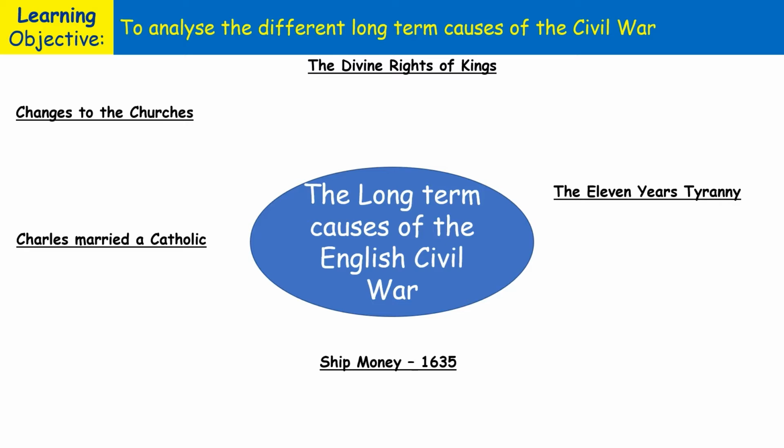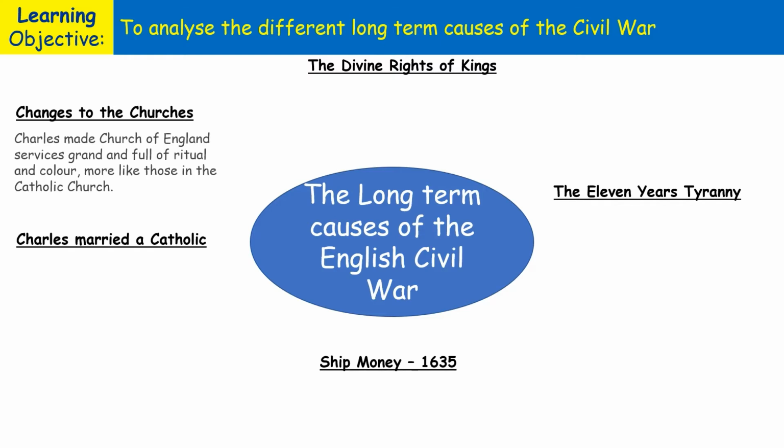Okay, let's talk through the long-term causes of the English Civil War. And we'll start with the cause in the top left of the slide, the changes to the churches. As I said, you want to think about which category you would put each of these causes into. So, Charles had started in the 1630s to make the Church of England services grand and full of ritual and colour, more like those of the Catholic Church. Now, another type of Christianity known as Protestantism, and Protestants didn't like these changes that Charles had started to make.